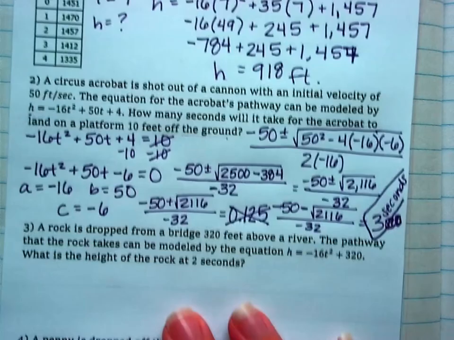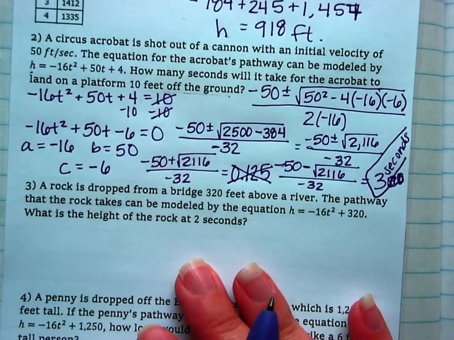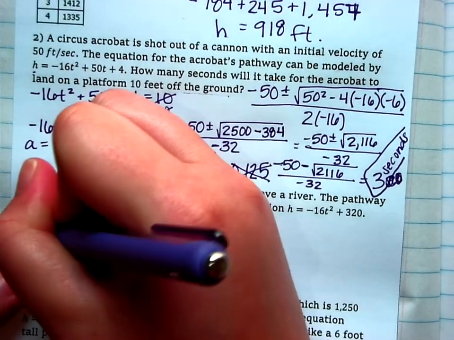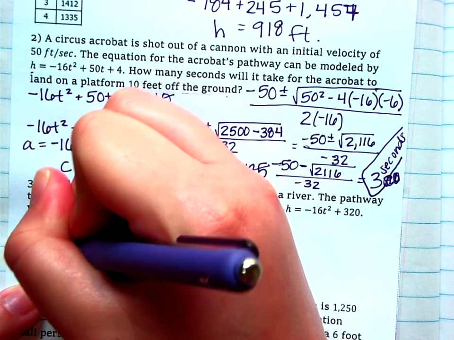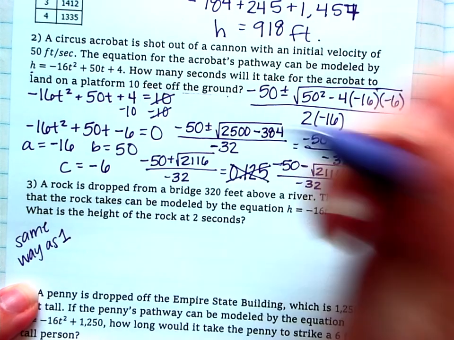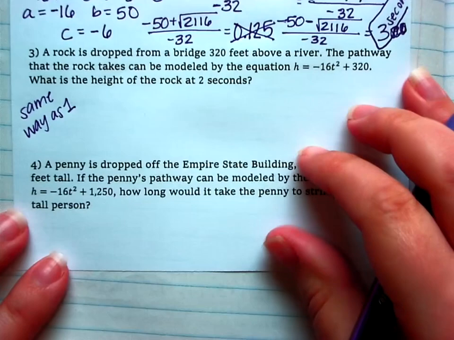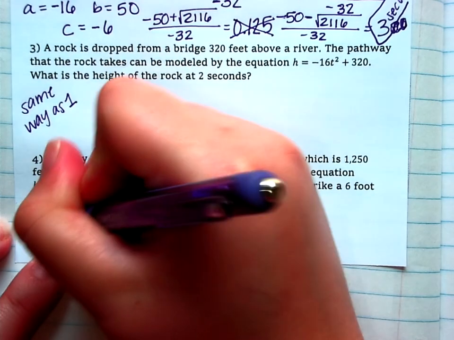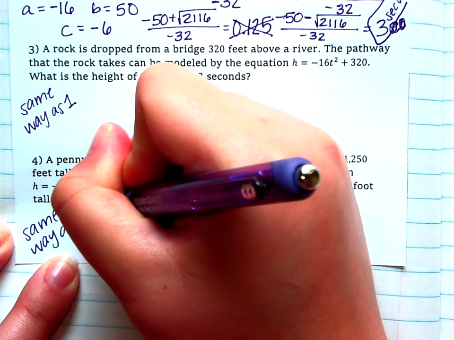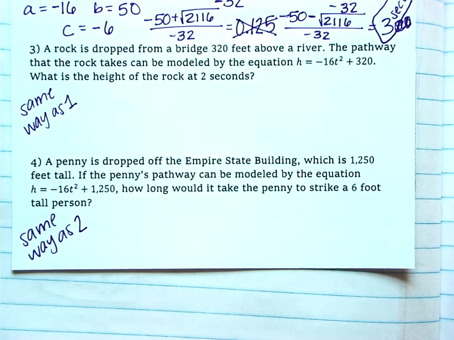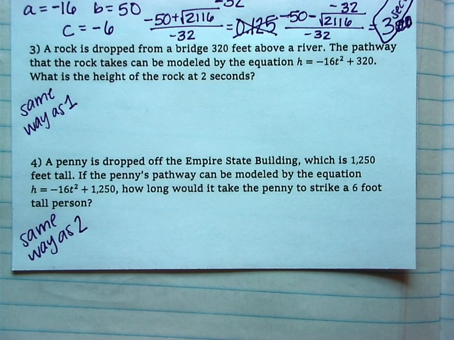Okay, so that's numbers 1 and 2. You're going to do number 3 the same way as number 1, and you're going to do number 4 the same way as number 2. So very similar setups.